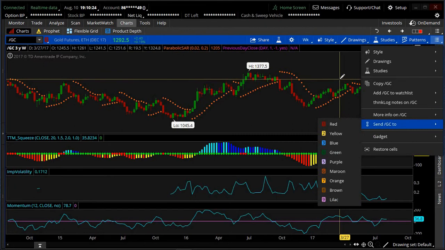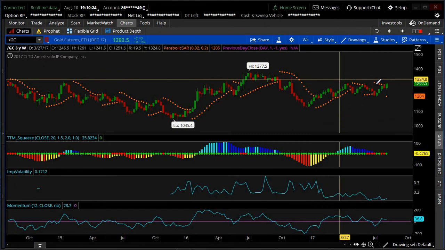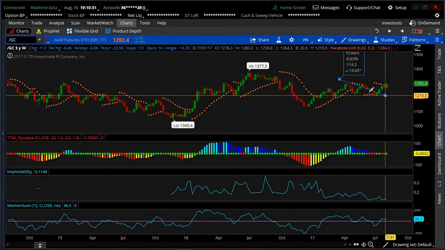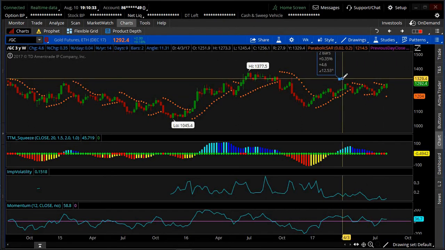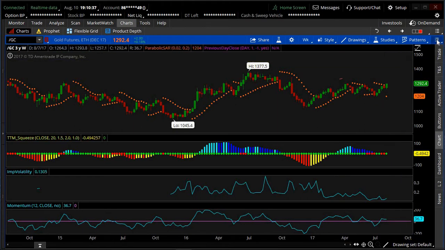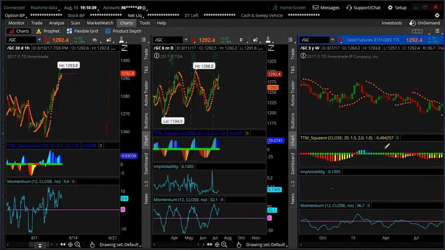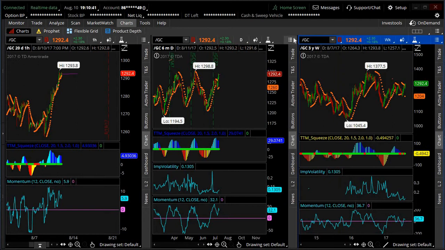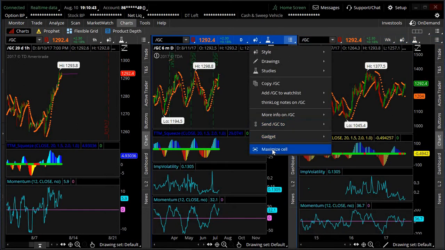But looking at this weekly chart, the overall trend looks like it wants to trend to the upside. We've got a lot of things here going for this, saying it wants to trend to the upside. All right, let's go back and look at a couple other charts here of gold.